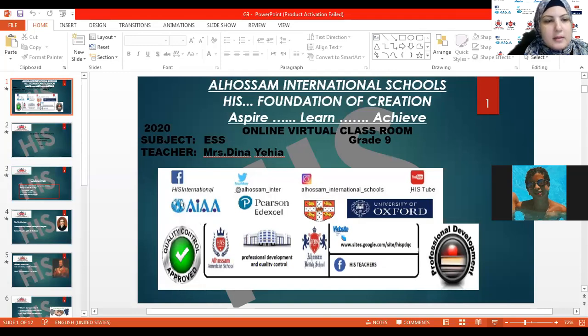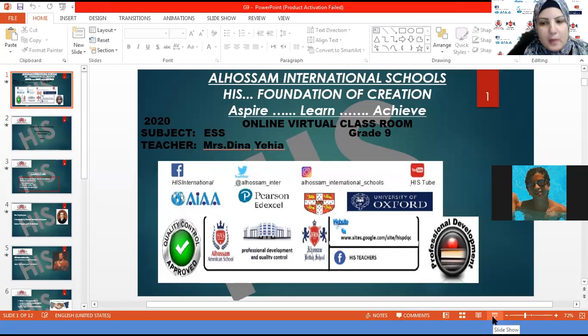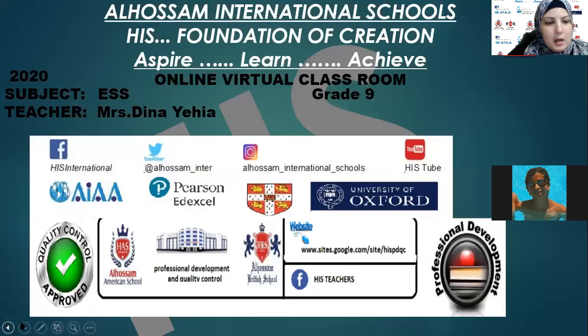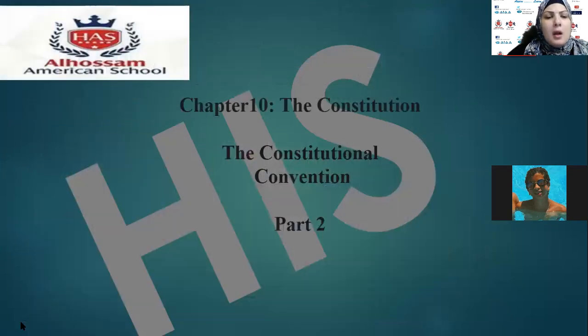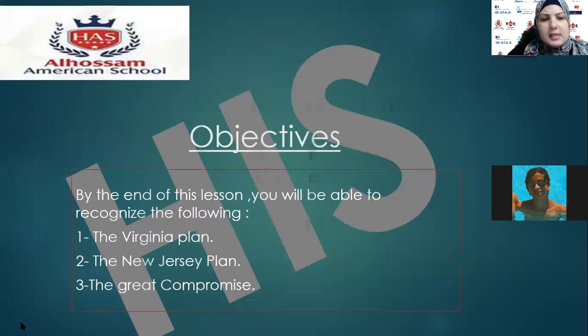Today we will complete the Constitutional Convention, part 2, as our last session. By the end of this session, you will be able to know more details about the Virginia Plan, the New Jersey Plan, and the Great Compromise. If you want to follow with me, just open page 391. We will start with it. Clear? Okay.